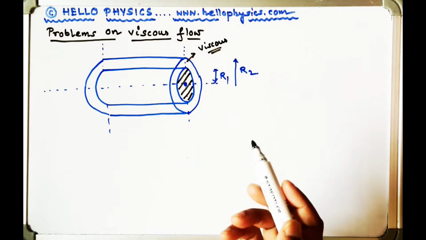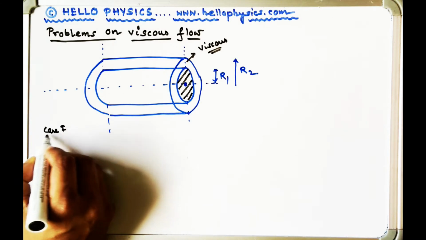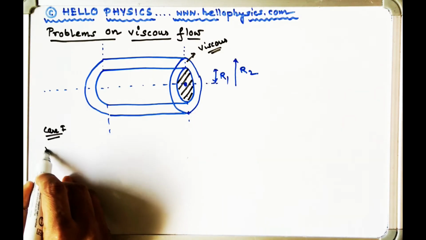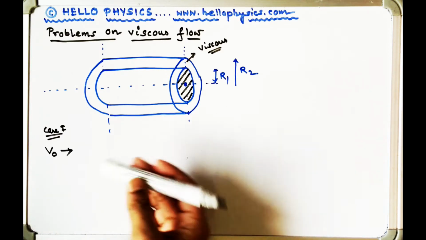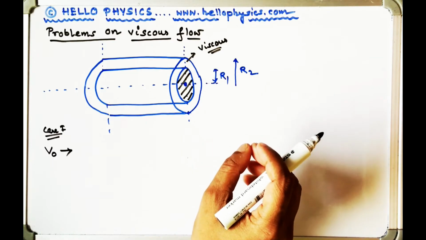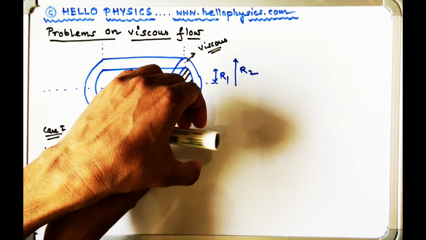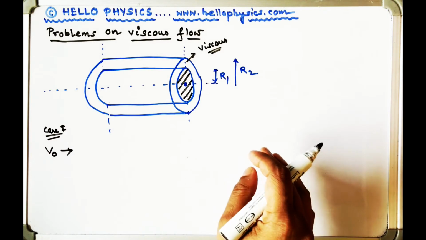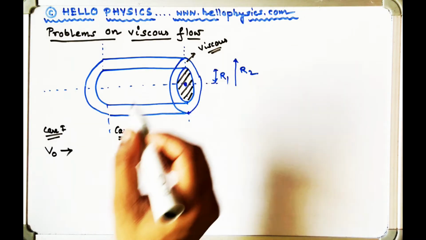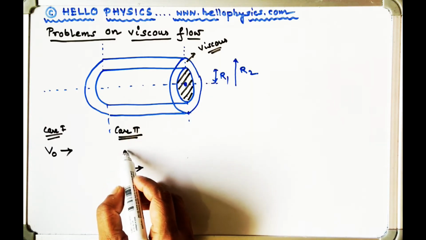Now, we will be studying two cases. In case 1, the inner cylinder is moved with a velocity of v0 in this direction, that is along the axis, while the outer cylinder is kept static. I hope you understand. So the outer cylinder is kept static and the inner cylinder is moved with a velocity of v0. In case 2, the opposite is happening. That is, the outer cylinder is moving with a velocity of v0 and the inner cylinder is kept static.